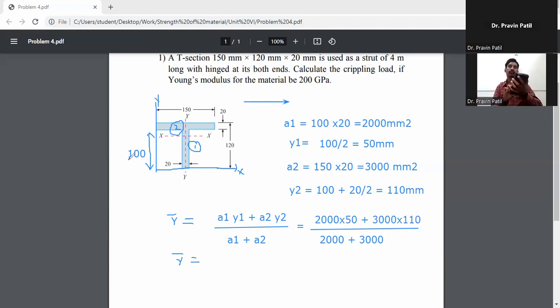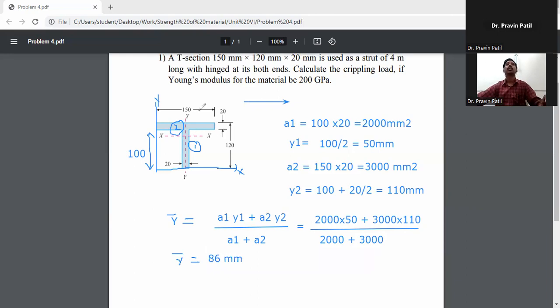So Y bar is equal to 2000 into 50 plus 3000 into 110, divided by 2000 plus 3000, and we get 86 mm. So Y bar is equal to 86 mm. I will note down this value. This is the center of gravity about the x-axis.